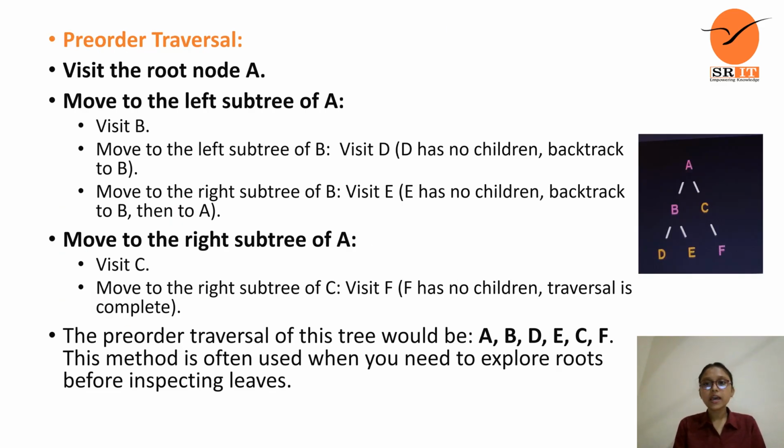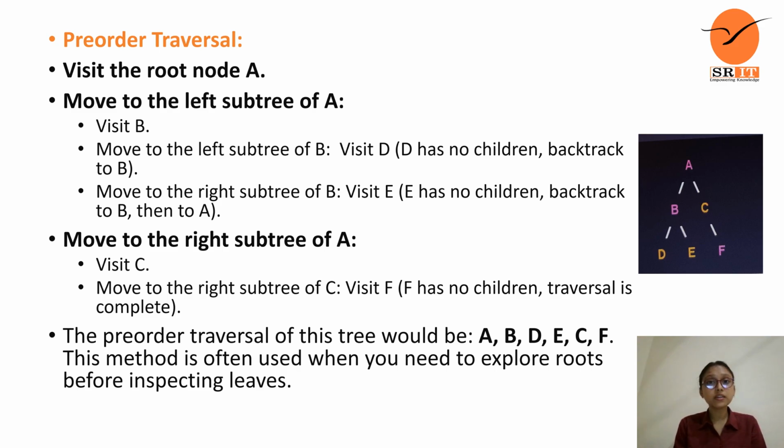Now, pre-order traversal. As we can see, a tree is given with its left subtree having B, D and E, and its right subtree having children C and F, and A being the root node. According to pre-order traversal, we visit the root node A first, then we move to the left subtree of A, that is, we visit B. Now we move to the left subtree of B, that is, we visit D, and D has no children, so we backtrack to B. Then we move to the right subtree of B, that is, we visit E. Now E has no children, so we backtrack to B again, then again back to A.